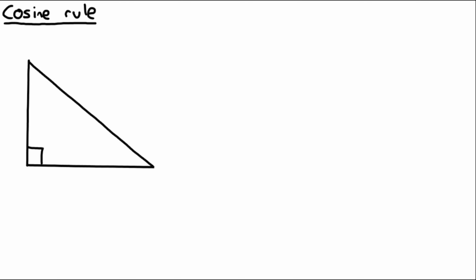So this video is on the cosine rule. Now before I start, I just want to go over the trigonometric terms sin, cos and tan. So here's a right angle triangle in order to demonstrate this. It's a right angle triangle because this angle here, one of the angles in the triangle, is 90 degrees.